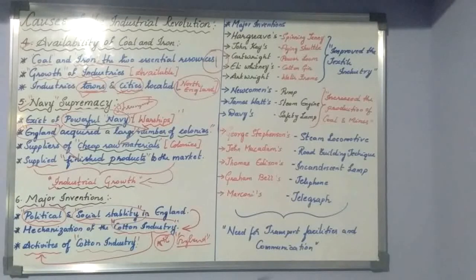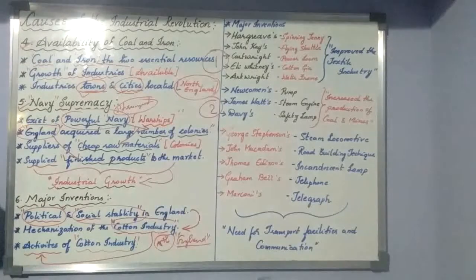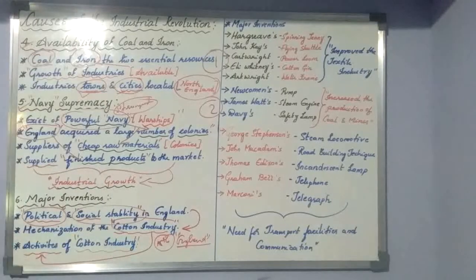And the second area they thought to develop was the coal and iron industries, in order to have increased production in the coal and mines. For that purpose also they needed inventions. They wanted to increase the gaining of natural resources like coal and iron.